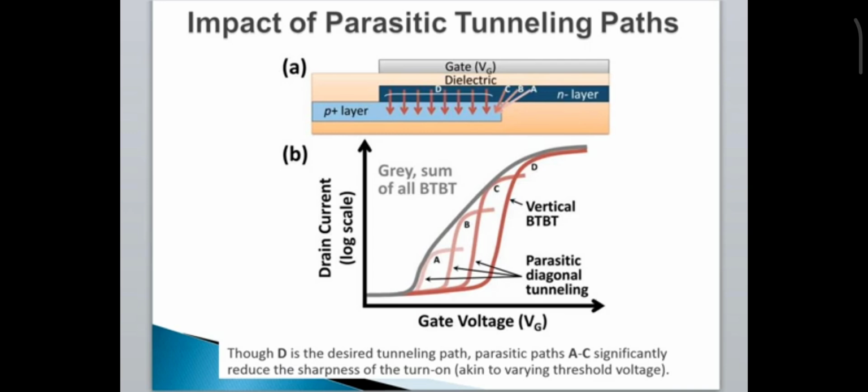The A, B, C tunneling paths are due to the parasitic diagonal tunneling. And finally, D, the desired tunneling, is turned on. The disadvantage of the A to C tunneling paths is that they significantly reduce the sharpness of the on current. In simple language, we can say that it will increase the subthreshold slope.